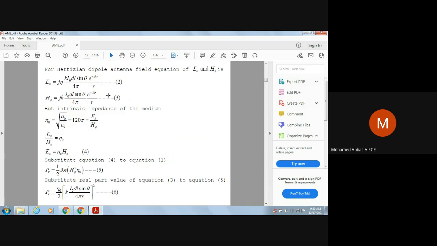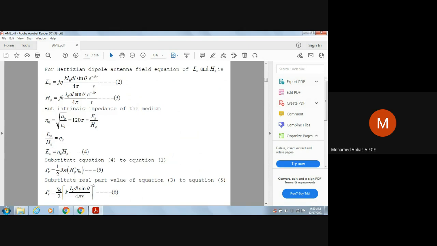And again, you know the intrinsic impedance of the medium, eta naught, is equal to root of mu naught by epsilon naught, which is again equal to 120 pi, or which is the ratio of the electric field component in the theta direction to the magnetic field component in the phi direction. So eta naught is equal to E theta by H phi. So from this we can find E theta by just cross multiplying eta naught and H phi.